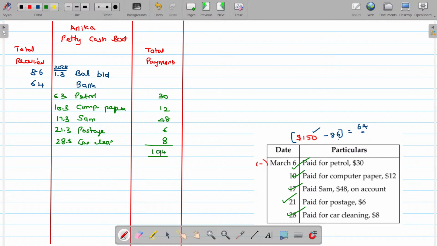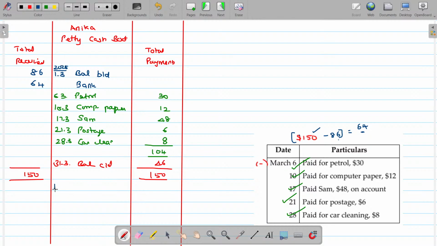Now, what is the total spending you have incurred? 104 rupees. Now you can balance this. The imprest amount of 150 will be on the received side. 104 spent, so now the balance is 46. This is called balance carried down on the last date of the month, 31st March. Take that to the next period.